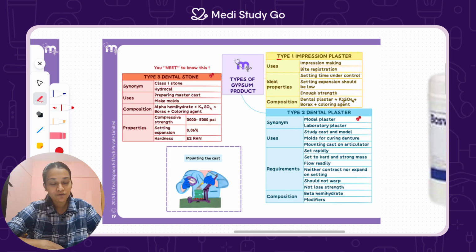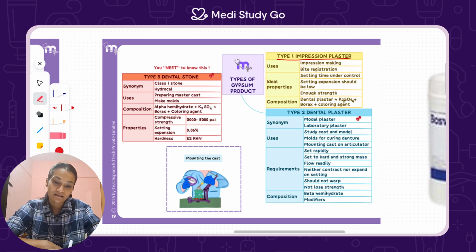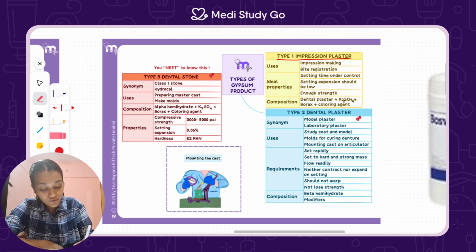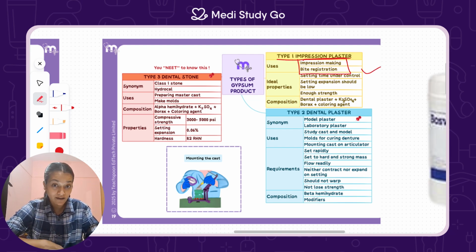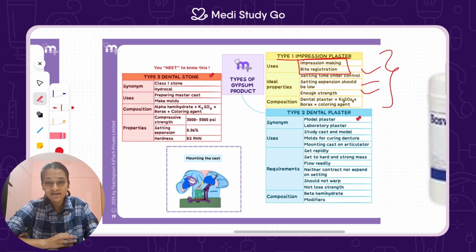To talk about the first type of gypsum product, it is the impression plaster, the basic. So what is it used for? The basic impression making and bite registration. Then what are the ideal properties? The setting time is under control. It should not have much expansion and the strength should be enough. Although it is not widely used anymore, this is the first and the least strong material of gypsum products.